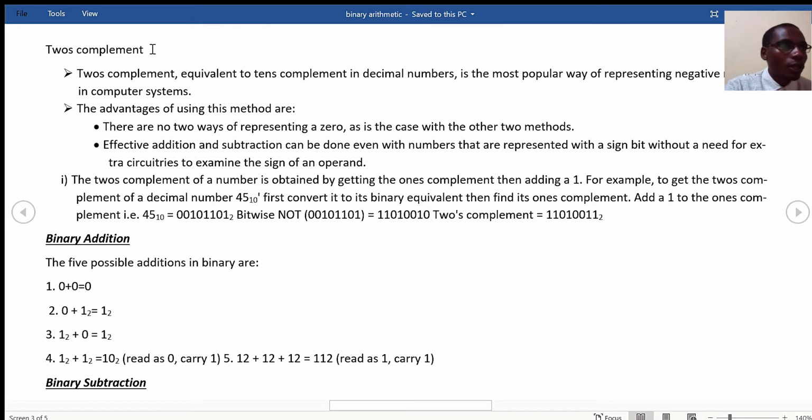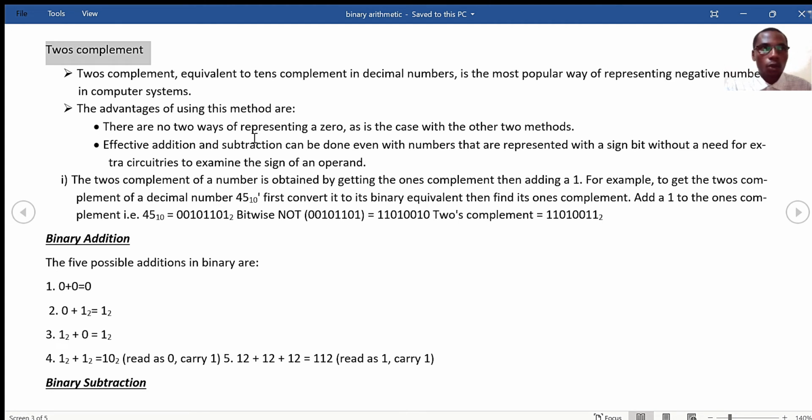Let us see if the 2's complement is going to solve the problem of representing a zero using two methods, which is either you put it 0 or 1. Will the 2's complement solve that? Let us see. What is the 2's complement?